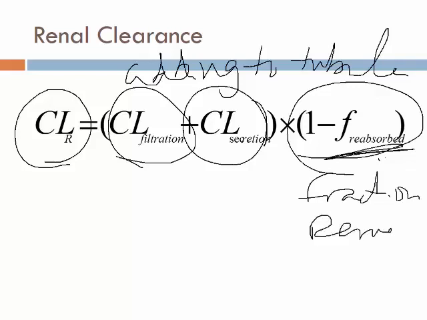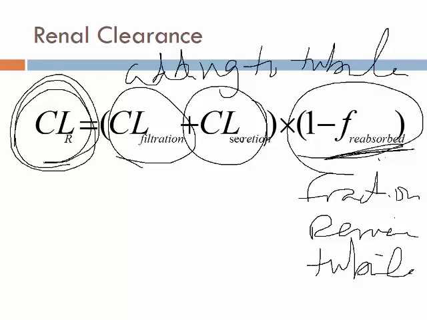So whatever's left from that is being reabsorbed, well, 1 minus the fraction reabsorbed will be the fraction remaining in the tubule. So this will give you our total body clearance. So you'd have to add these two together and then multiply times the fraction remaining, because these happen in series, adding together, and then this will happen after you've got the sum of those two clearances.